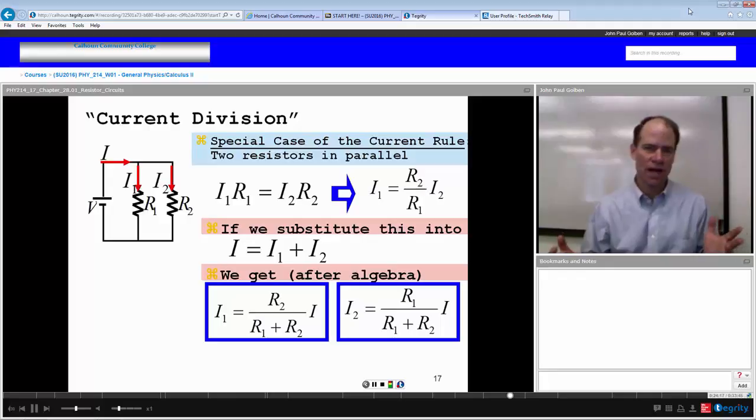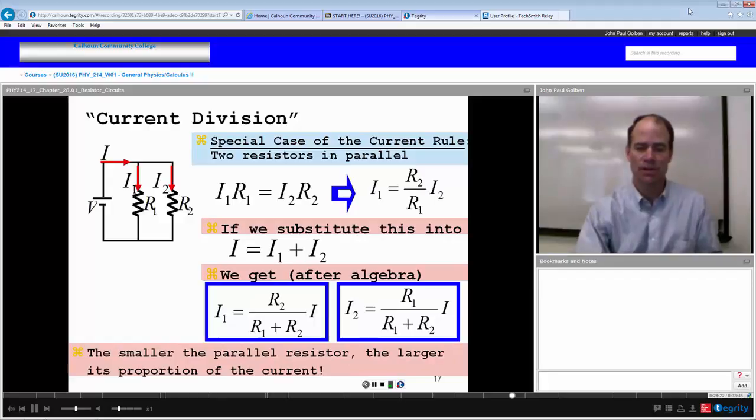The way this will work out means that the lesser resistor will get the greater amount of current. For instance, if I had 10 amps flowing into this junction and I had a 4 ohm resistor and a 6 ohm resistor, the 4 ohms will get 6 amps of current and the 6 ohms will get 4 amps of current. Why? Because the lesser resistor presents less of an obstacle for the current to flow. Hence, it's going to grab more current than the greater resistance. So this is current division, and these are nice little formulas to have if you're analyzing the circuit.